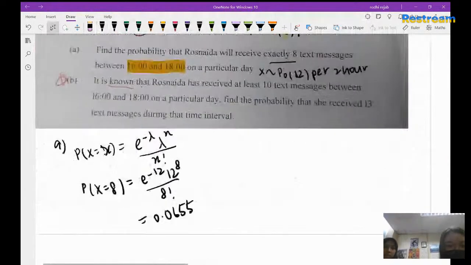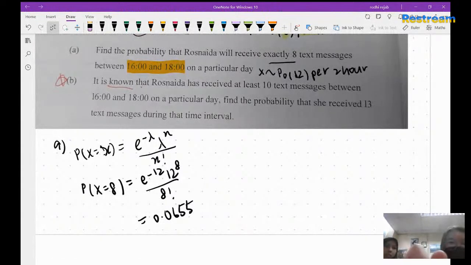Then proceed to B. This one is the one which is really tough. Okay, so sini dia cakap, it is known that Rosnida has received at least 10 text messages between 16 until 18 o'clock on a particular day. Then find the probability that she received 13 text messages during that time interval. Okay, so yang ini kami juga guna balik.